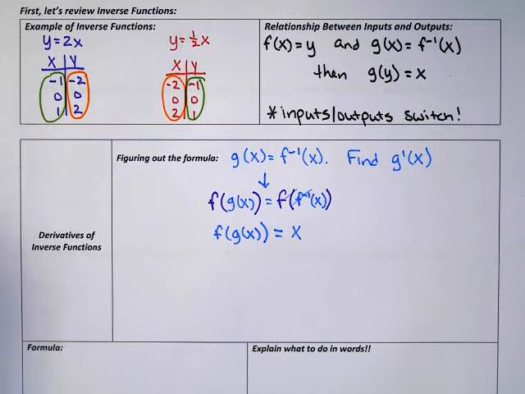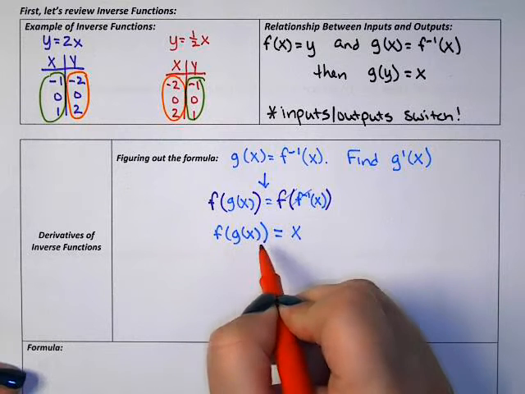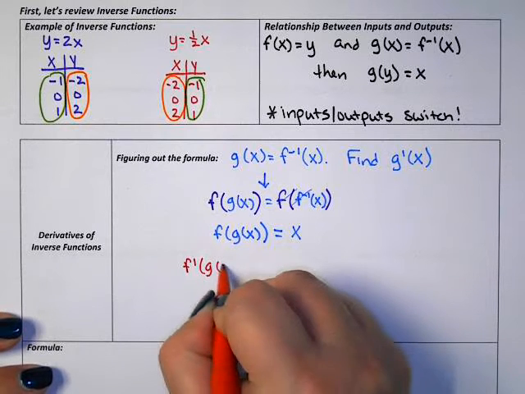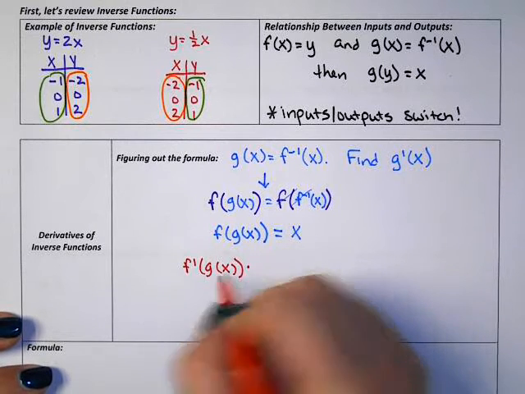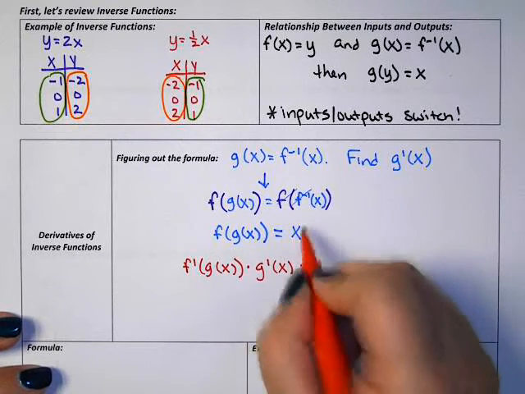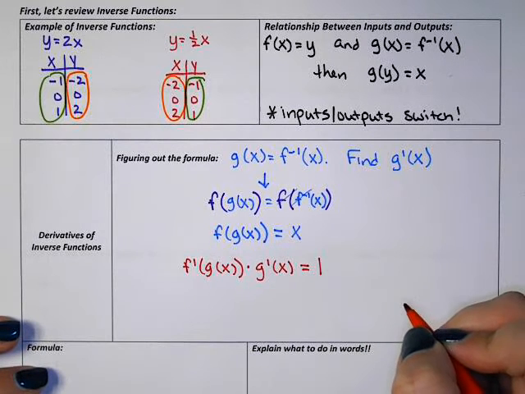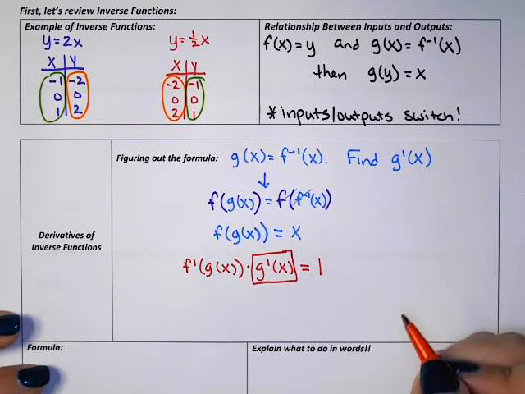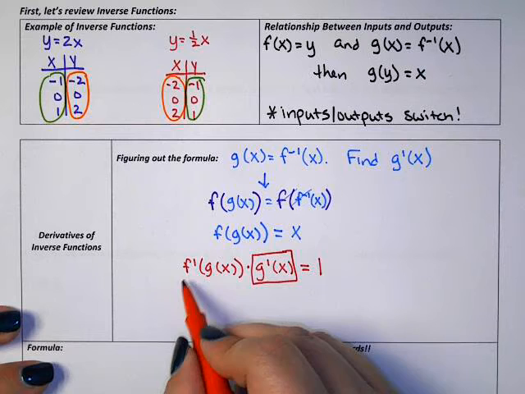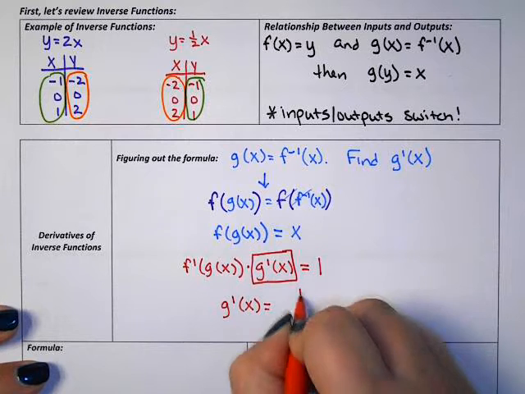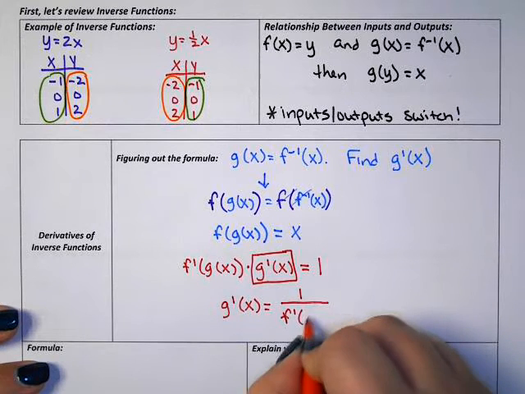And now we can actually just take the derivative. So if I want to take the derivative of f of g of x, I know that this requires chain rule. So I'm going to do the derivative of the outside, so f prime of g of x, times the derivative of the inside, which is g prime of x, and that's going to equal the derivative of x, which is just 1. And I'm going to go ahead and solve for g prime of x because that's what they had originally asked me for. So I'm going to divide both sides by f prime of g of x. So I get g prime of x is equal to 1 over f prime of g of x.